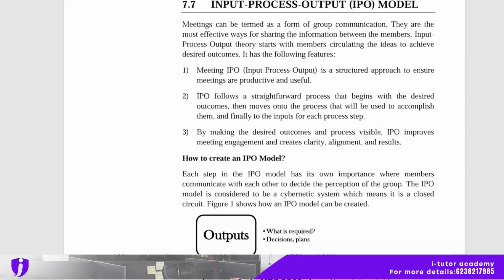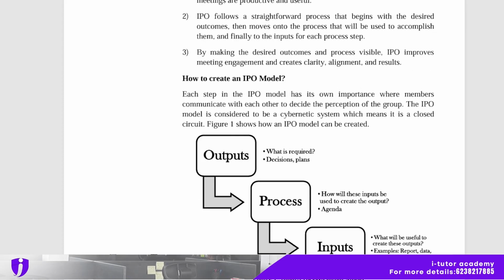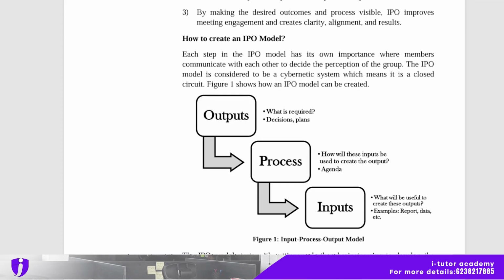IPO follows a straightforward process that begins with the desired outcome, then moves on to the process that will be used to accomplish them, and finally to the input for each process step. By making the desired outcome and process visible, IPO improves meeting engagement and creates clarity, alignment, and results. How to create an IPO model? So here is the input process output model. You just refer to this figure 1.